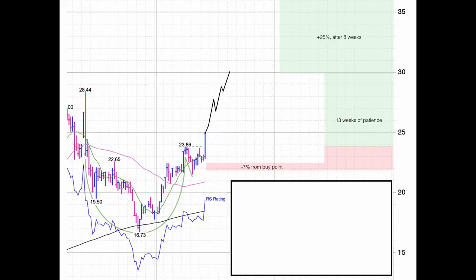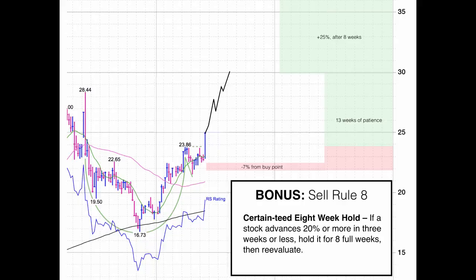So, what happens if a stock just goes to the moon? What do you do? Here's a bonus. Sell rule number 8, the 8-week hold rule. If a stock advances 20% or more in 3 weeks or less, hold it for a full 8 weeks, then reevaluate. Now, this isn't really a sell rule. This is a don't sell rule. This is a suspension of most of the other sell rules. And I'm not going to go into that in detail here.